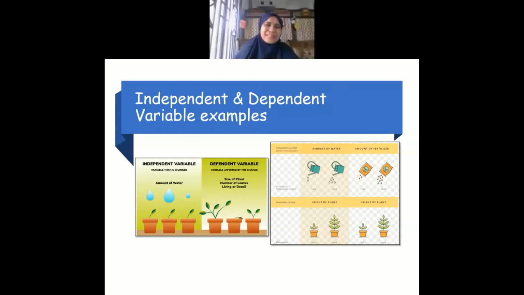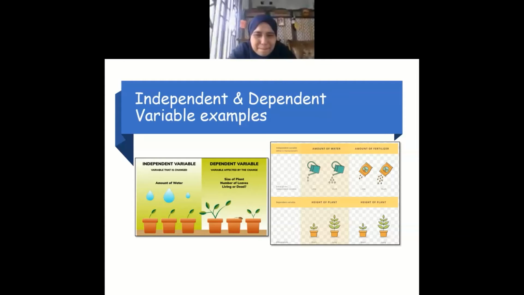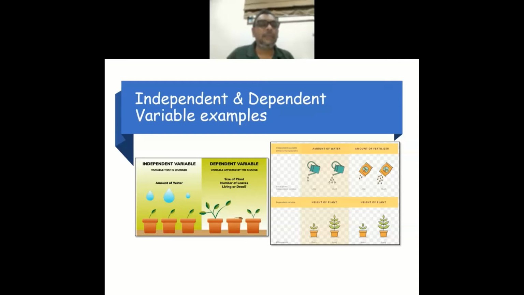Oh. Mereka sudah belajar dependent variable. Mereka sudah belajar independent variable. Yeah. So, saya besar panjang baru belajar. Okay, let's look at the plan here. So, independent variable, variable that is changed, bertukar. So, dalam case dalam gambar rajah ini, the amount of water changes. So, berubah. So, kita boleh predict dalam kepala kita, mungkin lagi banyak water, lagi pokok tu akan berkembang.